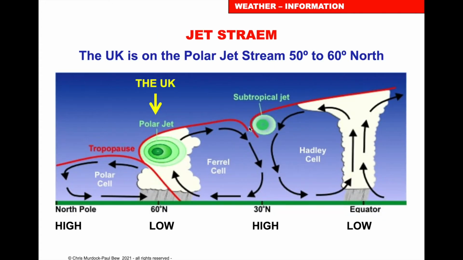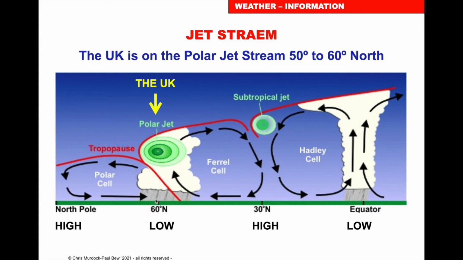If we look at the cross section here of the cells, we have the warm air at the equator rising and then falling. Then we have the cold air falling at the pole. So we've got the two circular motions of the polar cell and the Hadley cell, and in the middle, gearing between them, the Ferrel cell going up at the polar front. And we can see the position of the polar jet here and also the subtropical jet stream here.